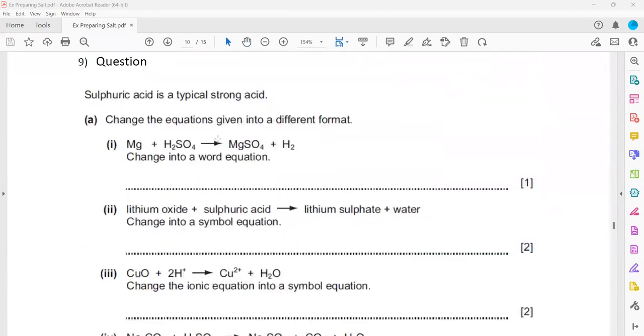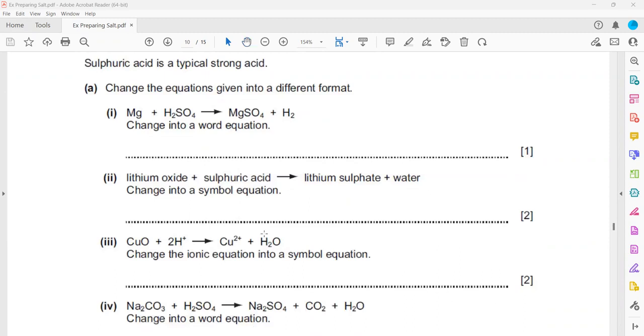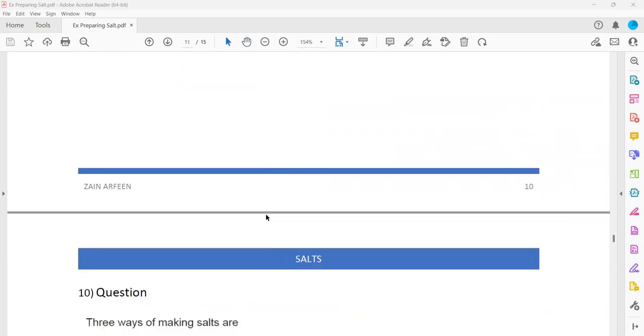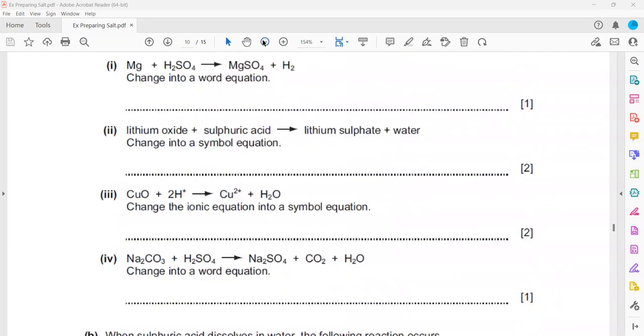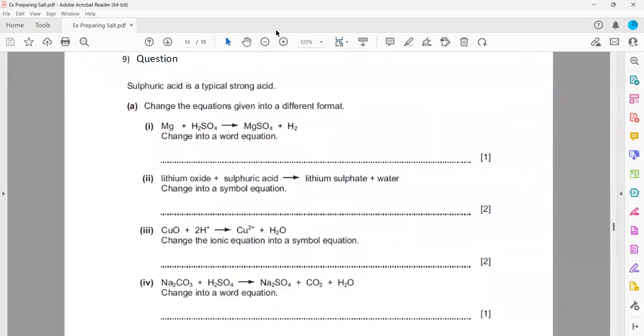In question 9, sulfuric acid is a typical strong acid. Change the equation given into different formats. We need a word equation first. So the word equation: this one will be magnesium plus sulfuric acid gives magnesium sulfate plus hydrogen.